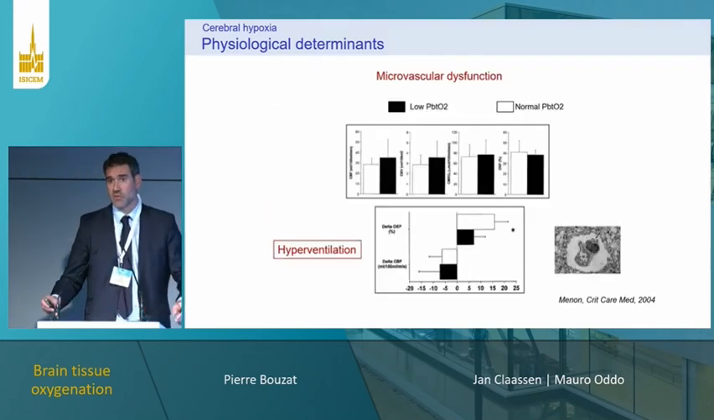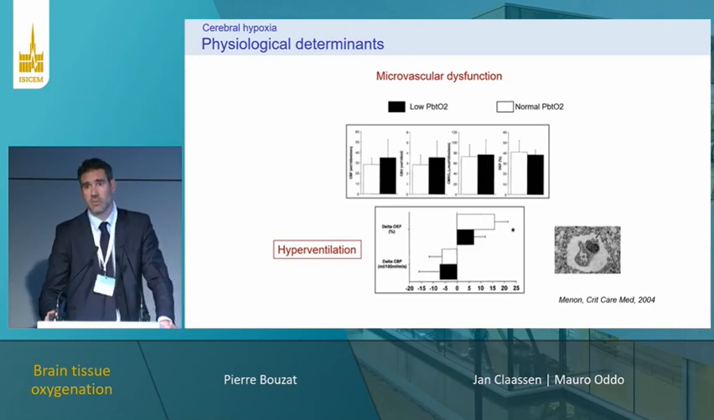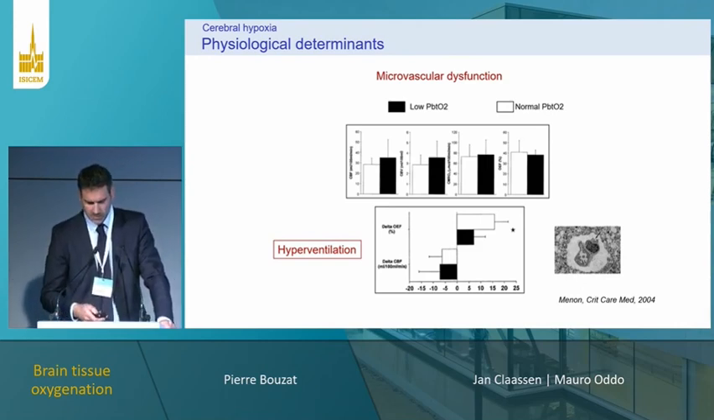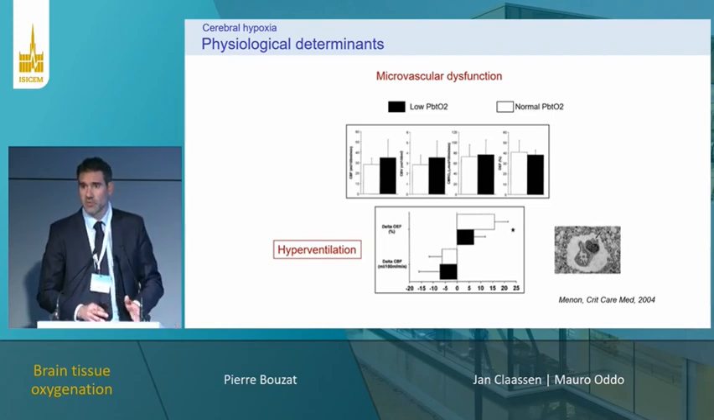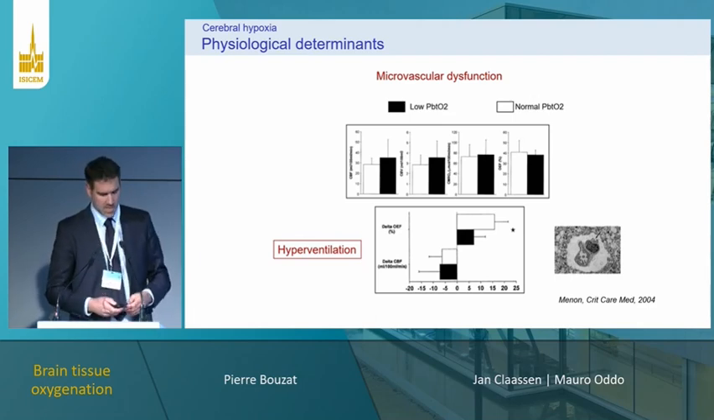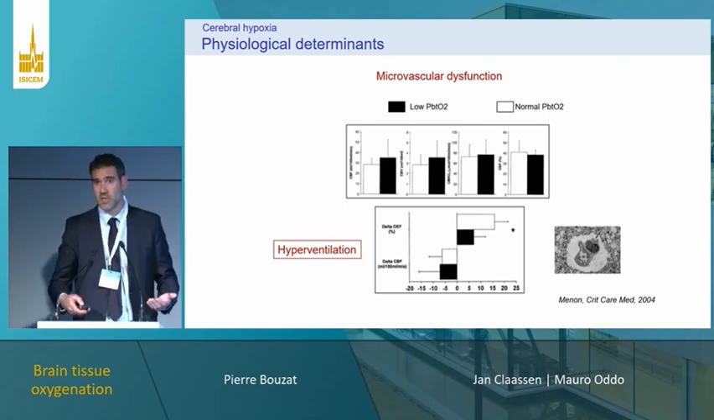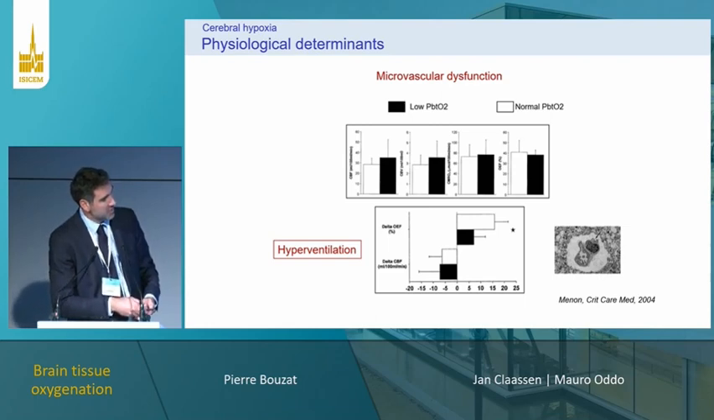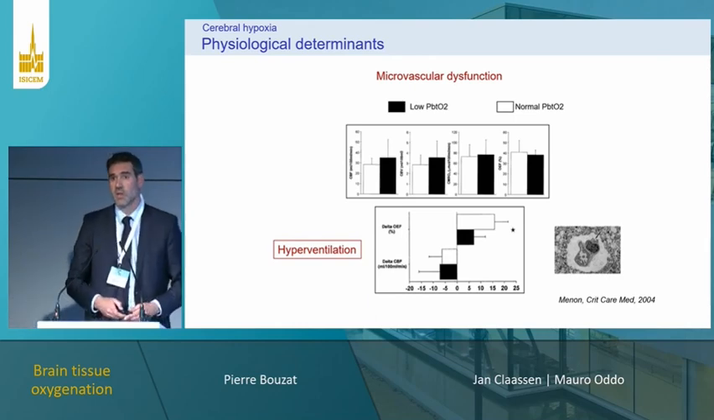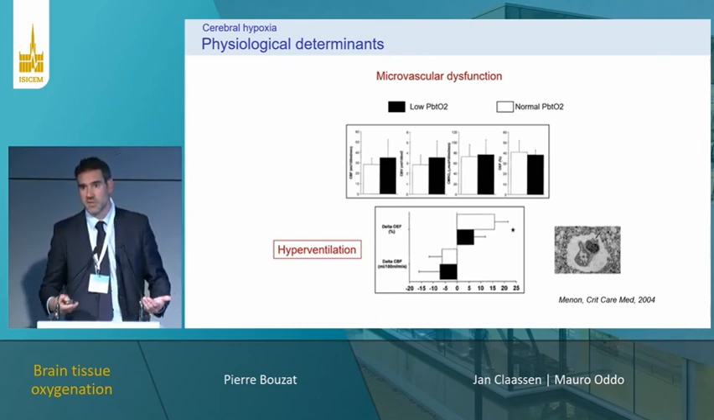So the microvascular dysfunction was discovered 20 years ago by the group from Cambridge. And what they've shown is that they compare zones with normoxic regions, and they compare to regions that are hypoxic. And they look at the microvascular function. As you can see, the microvascular function was not different between the low PbtO2 zone versus a normal PbtO2 zone. And they performed a hyperventilation test. And you can see that there was a decrease in CBF in both regions. But in the hypoxic regions, the oxygen extraction fraction could not increase.